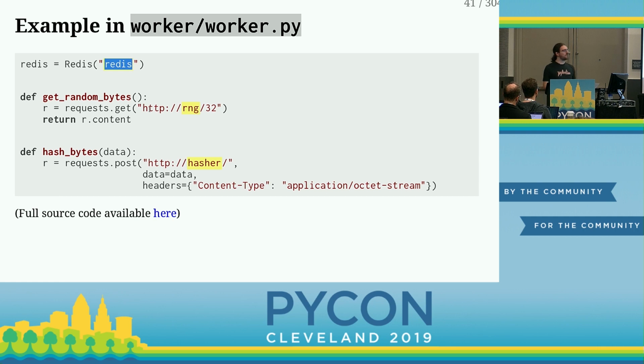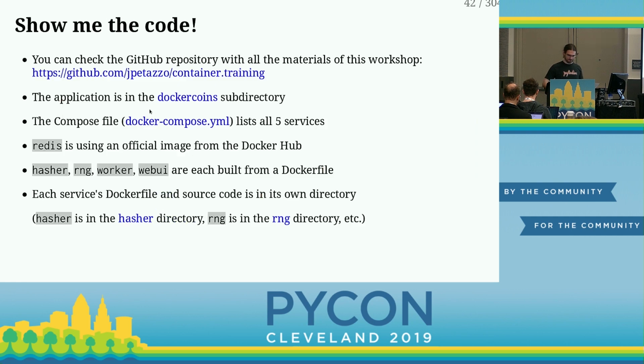How does that work? The container engine is going to expose a dynamic DNS service where the name Redis will correspond to the IP address of the Redis container, the name RNG corresponds to the IP address of the RNG container, and so on and so forth. And once we deploy on a cluster, we will have a global DNS service that will fill exactly the same role, so that the code keeps working the same way.